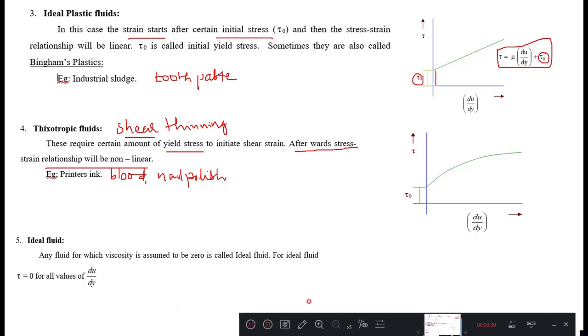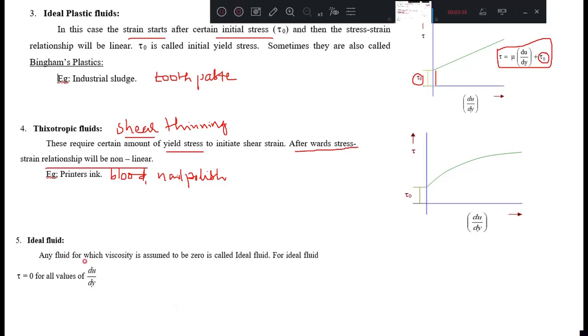Next is the ideal fluid. A fluid for which the viscosity is assumed to be 0 is called an ideal fluid. For ideal fluids, the shear stress is 0 for all values of the velocity gradient, du by dy. For ideal fluids, the shear stress curve will be like this. So the stress will be 0 for all values of velocity gradient.